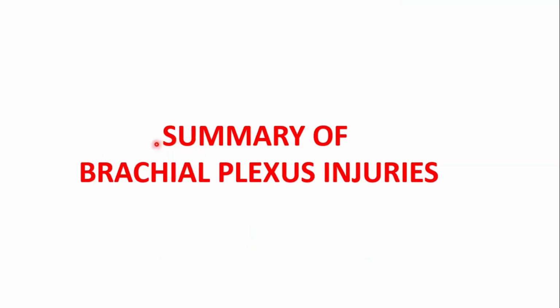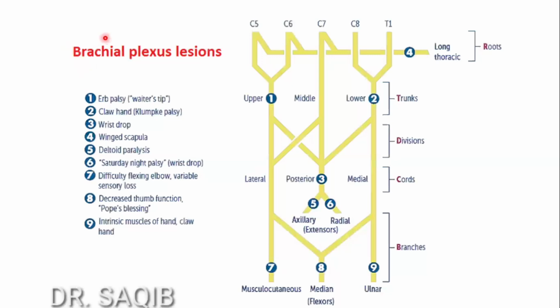So now a summary of the brachial plexus injuries. Here you could see these are the various lesions. Let's discuss and delve into this interesting, interactive picture. Erb's palsy, the waiter's tip, is number one. Here you could see this is number one, the upper part of the brachial plexus. The trunks are involved. Which trunks? Upper trunks formed by the C5 to C6 nerve roots.